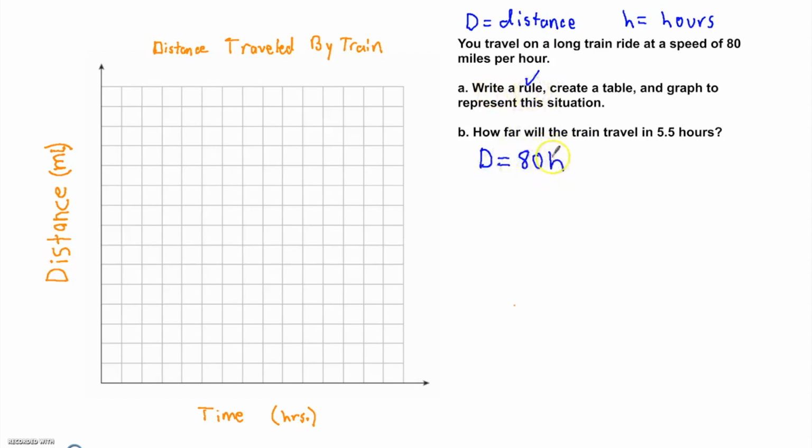And we know that it is a function because for any h value we plug in, any number, we would expect to get out only one d value. There you have it. Now we're going to create a table and then graph from that table creation.